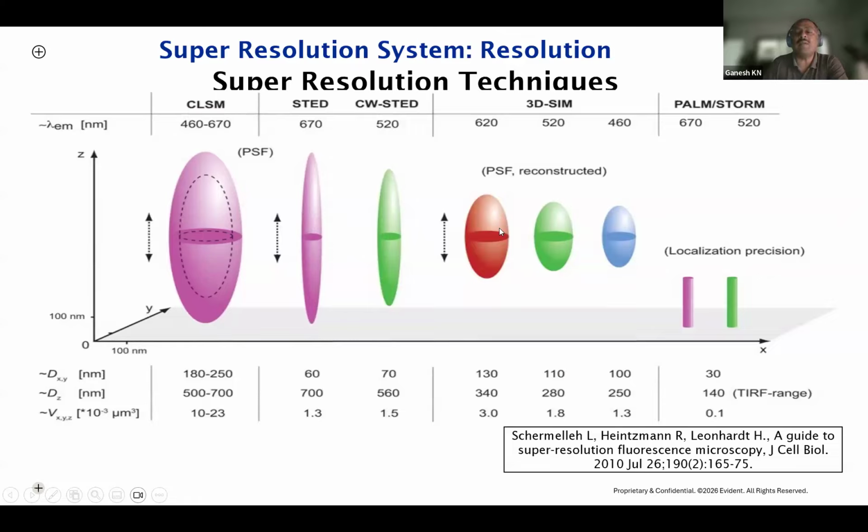And the SIM was also wavelength dependent. Red was giving around 130, green was giving 110, and blue was 100. But that means you cannot restrict yourself to only one wavelength. You should also be flexible to use multiple colors, and you should be able to maneuver over different technologies. That's why we call it multimodal.